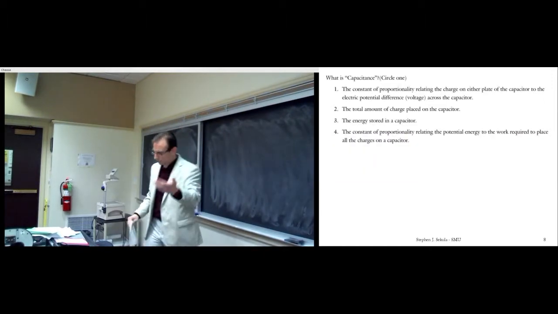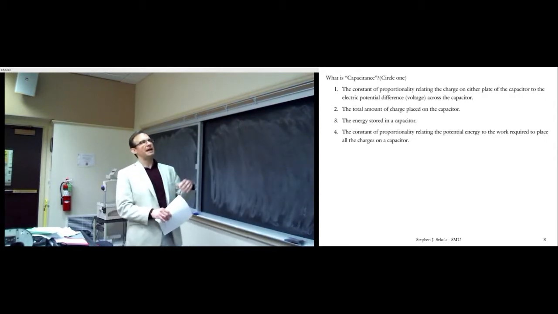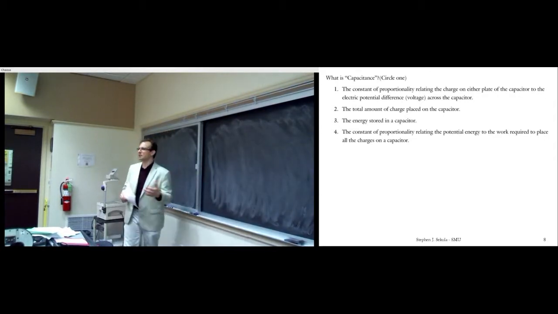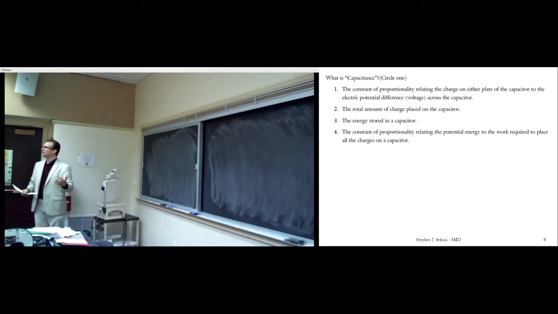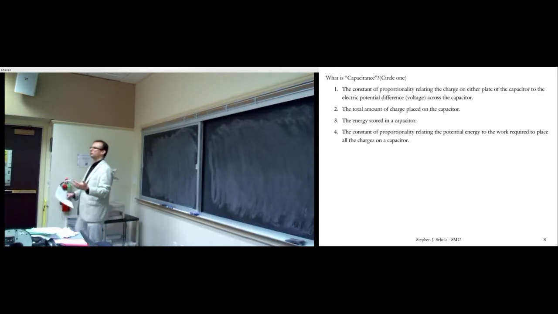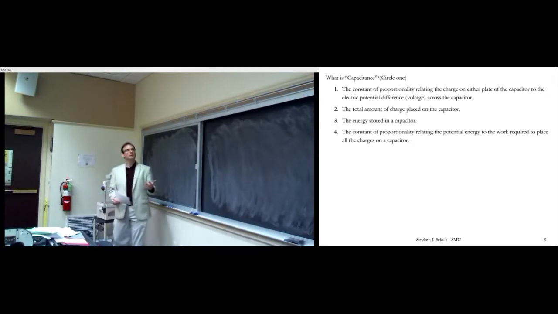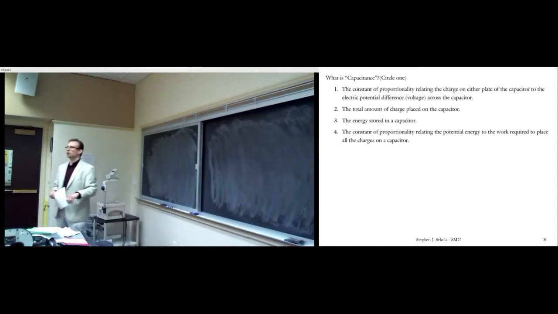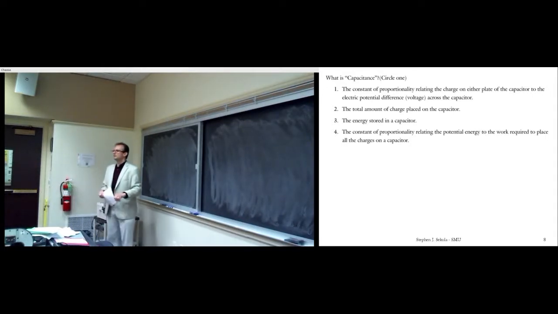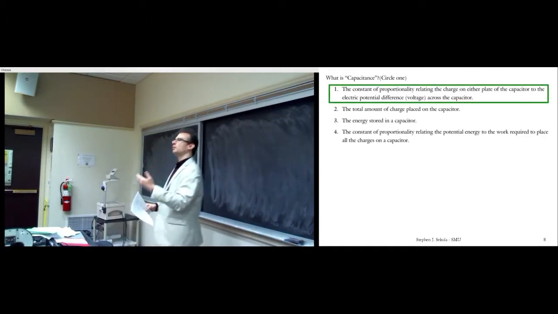Okay, so what is capacitance? This is something we're going to exercise today. Is it 1, the constant of proportionality relating the charge on either plate of the capacitor to the electric potential difference, voltage across the capacitor? 2, the total amount of charge placed on the capacitor? 3, the energy stored in a capacitor? Number 4, the constant of proportionality relating the potential energy to the work required to place all the charges on a capacitor? Nobody voted for anything on that one, except a few people. So it's 1, it's the constant of proportionality.